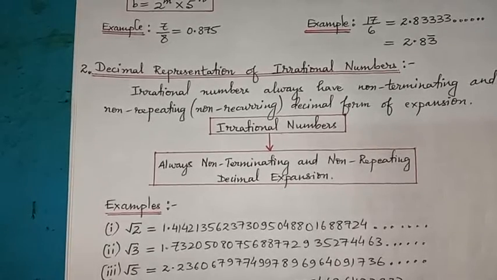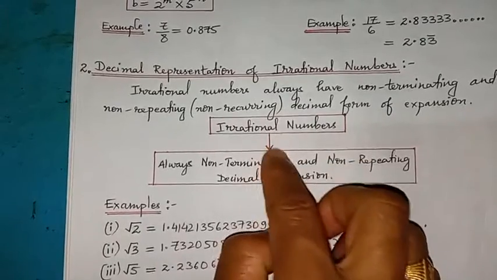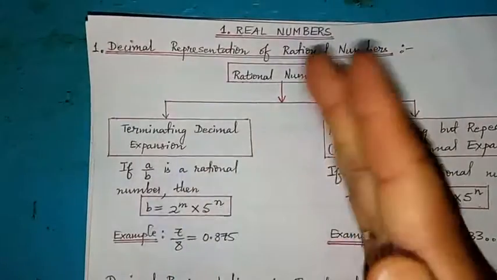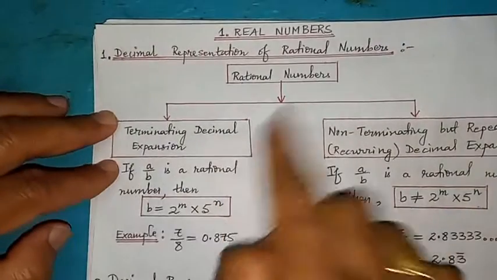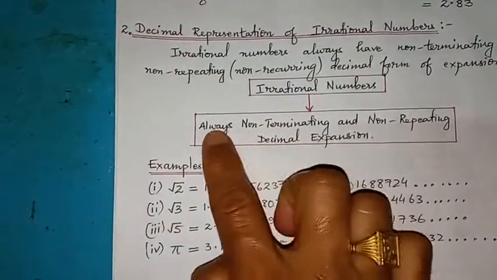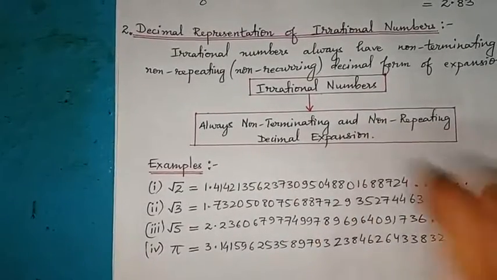So in tabular form you can say this: all irrational numbers have only one kind of decimal form. Rational numbers have two kinds of decimal form. That's why there are two branches, either terminating or non-terminating but repeating. But irrational numbers have only one kind of decimal form. This is always non-terminating, never ending, and non-repeating. So this is the example.